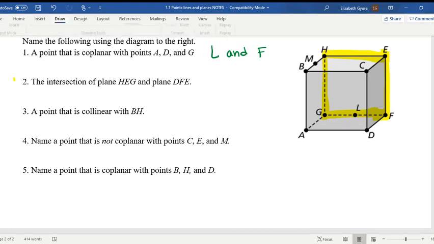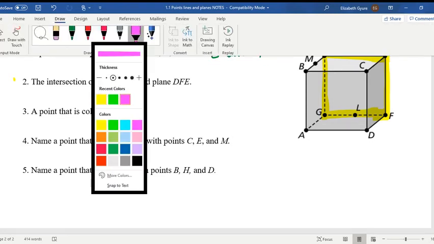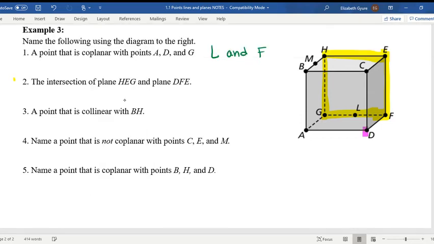Plane DFE: D, F, and E are on the right side of your cube here. So here's that plane. And what's nice when you highlight it for yourself is you can see where your colors cross over. And that shows you your intersection.